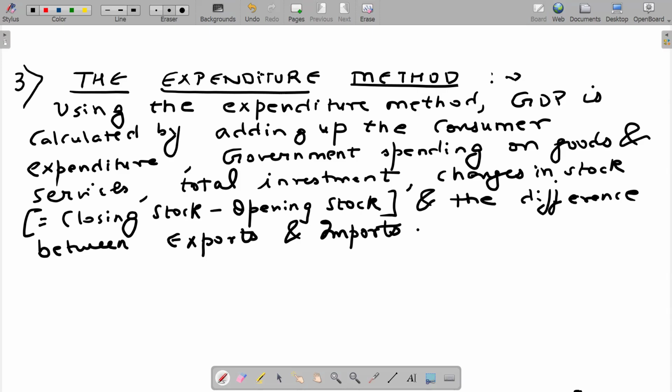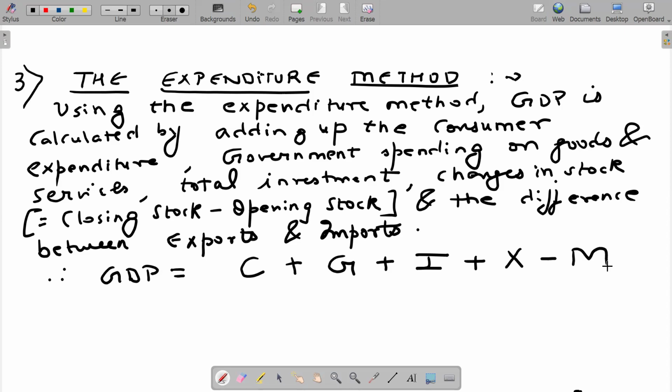Okay, so I can say that therefore GDP is equal to consumption expenditure by the households, government expenditure on goods and services, investment done by the firms, and foreigners spending in the form of exports on our goods. Why are we subtracting imports? This is exports. M denotes imports. Why are we subtracting imports? Because imports denote part of our income spent on foreign goods.